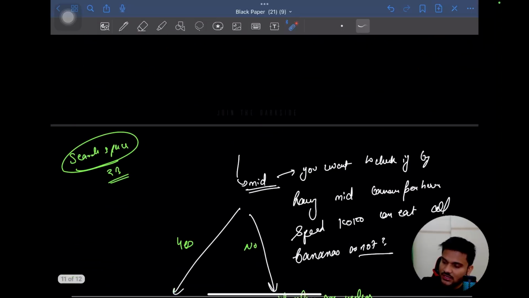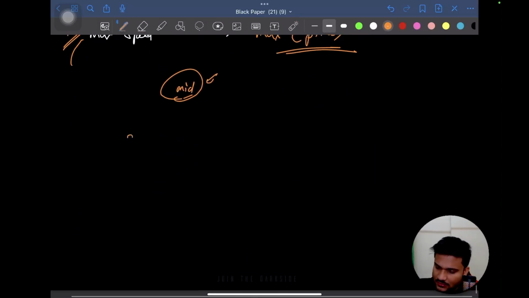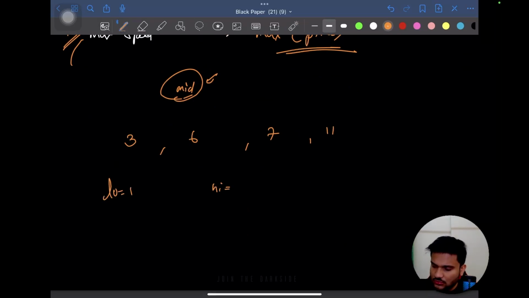Think about it. 3, 6, 7, 11. Low is equal to 1. High is equal to 11.